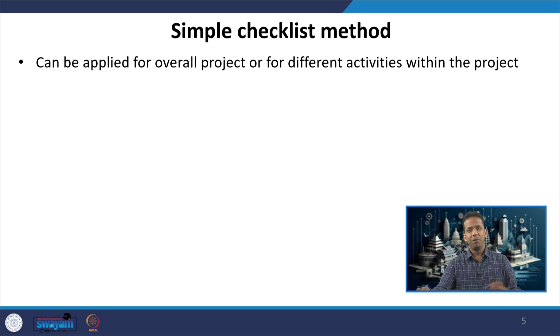So, the simple checklist method is the most widely used. It just lists down the impacts or the activities, and can be applied for the overall project or for different activities in the project. We will look at a couple of examples so that it is clear.